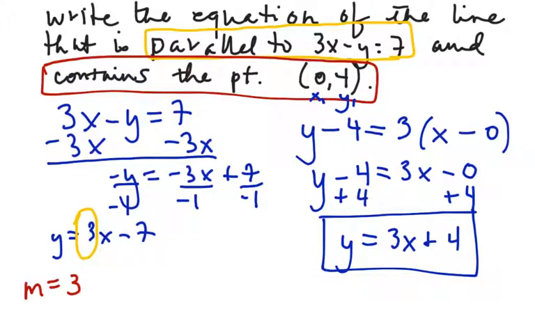So again, just looking back at the problem, it's parallel to 3x minus y equals 7, and that's where we got the slope of 3, and it contains the point 0,4, and 0,4 is actually the y-intercept since x is 0, so that tells us that this is correct. 4 is our y-intercept. Okay, let's go to another example problem.